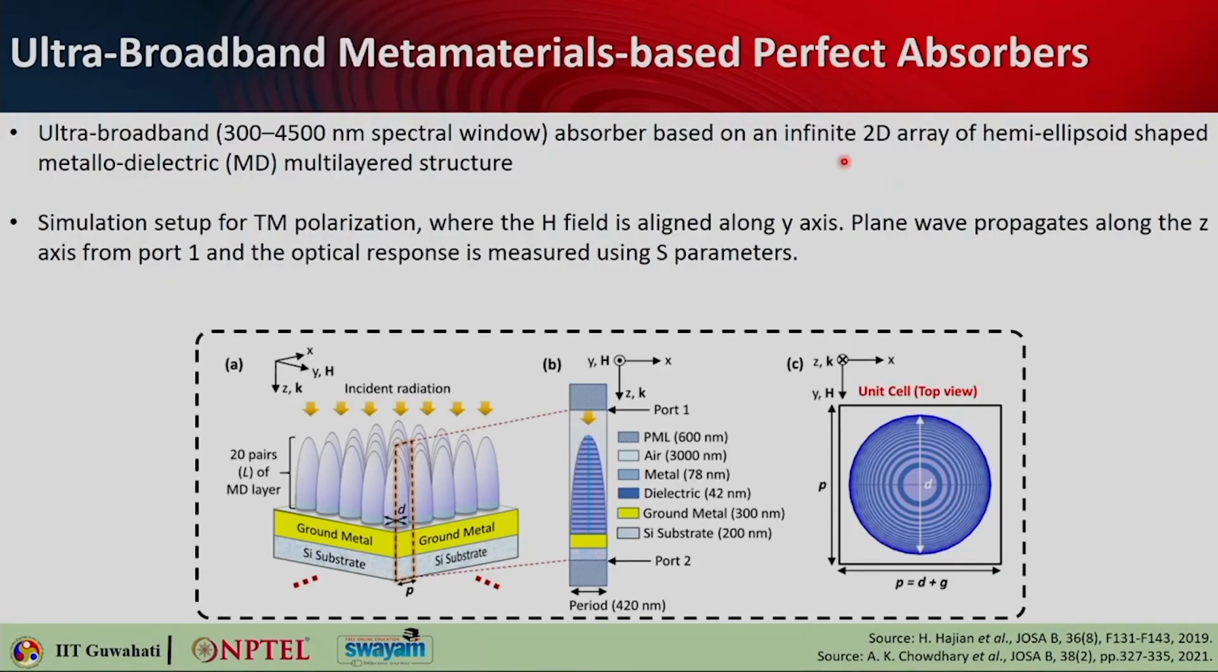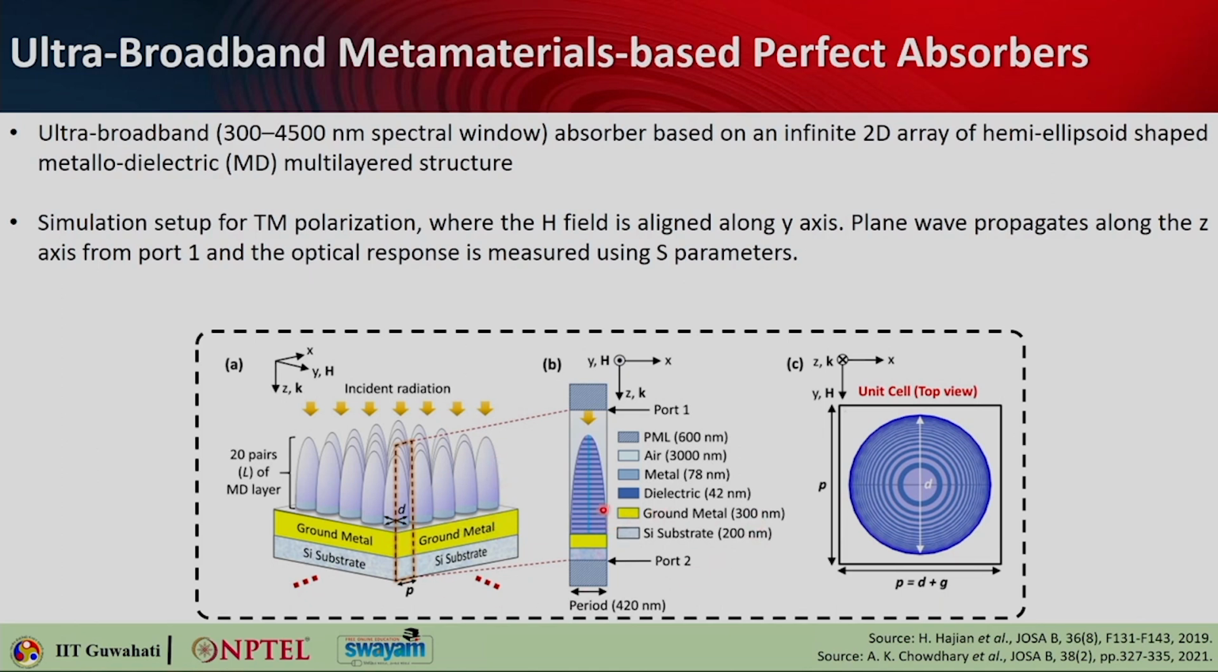So, how do you make it? You can design them using a 2D infinite array of hemi-ellipsoid shaped metallo-dielectric multilayer structures. Here is the top view of that structure, and this is the side view. You can see it is like a hemi-ellipsoid, half of the ellipsoid, and it is an alternating metal dielectric structure. It is based on a silicon substrate, but then you have a ground metal, which can be gold or silver. It has to be 300 nanometer, so it blocks light completely and it will reflect.